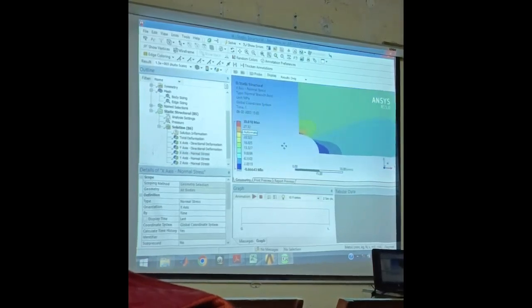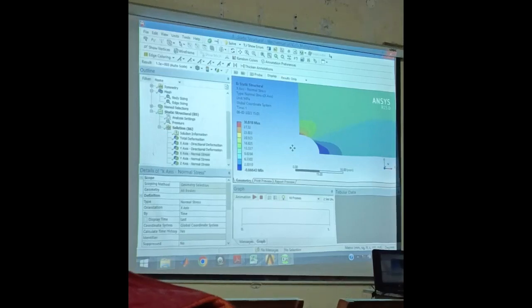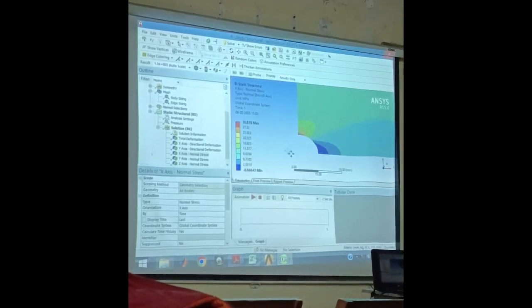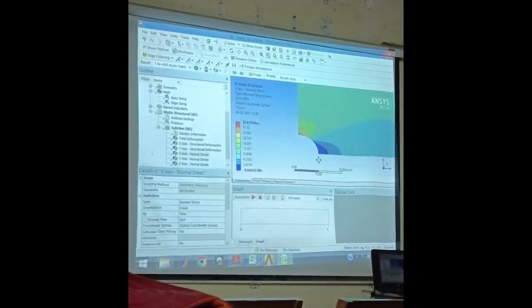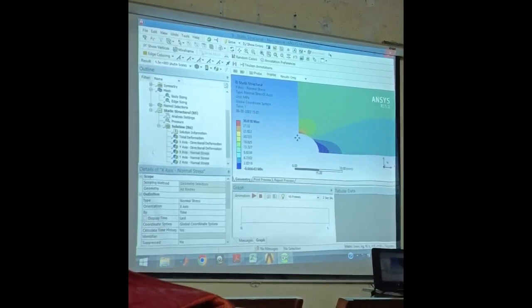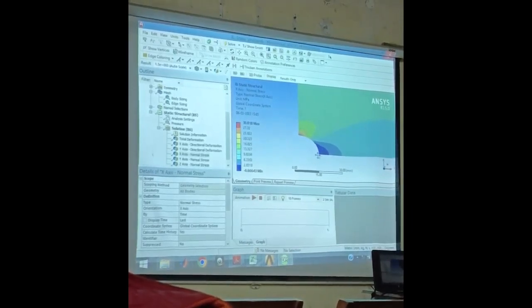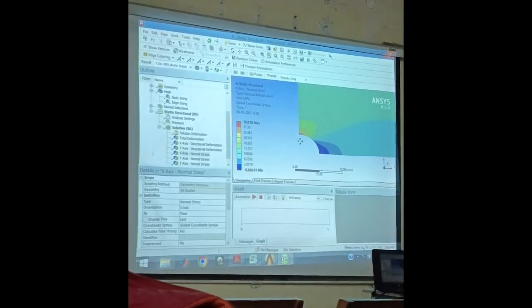You see, it is 30.8 and it is minus 6 point some value. But which value should correlate with stress concentration factor? This one or this one? Tell me. Stress concentration factor will correlate with the value here or the value here? I have applied load along the x direction. So 30.8 is almost 3 times.